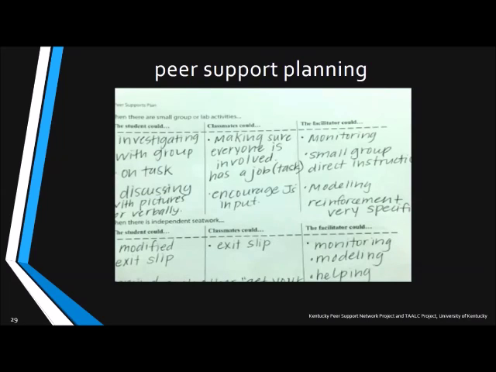Sorry, it's a little blurry because I had to blow it up so big. But this was the video team that we saw planning. This is what they were working on after they did their classroom planning form.